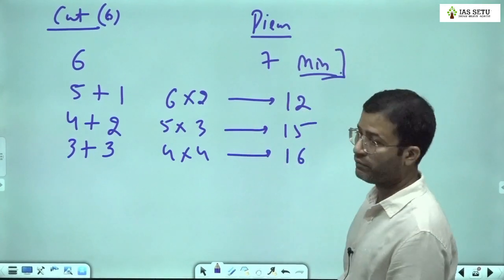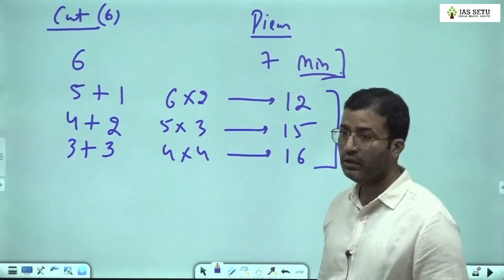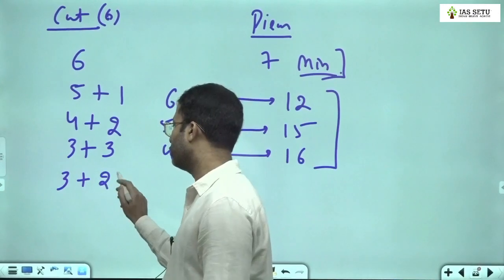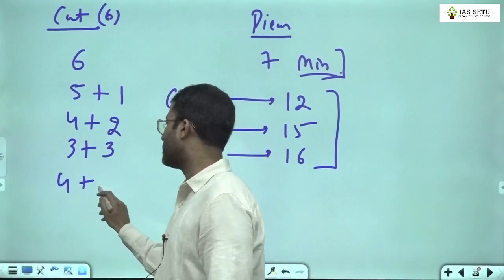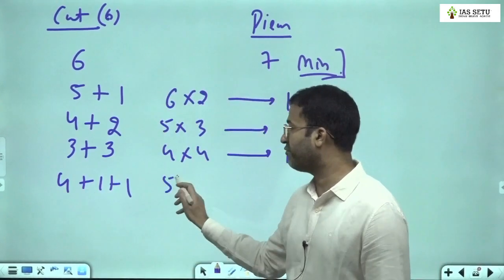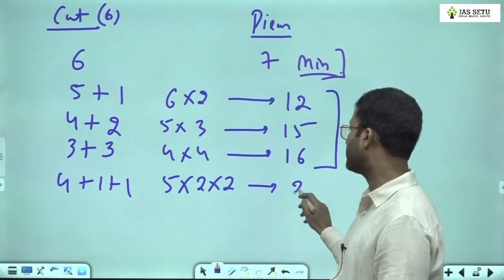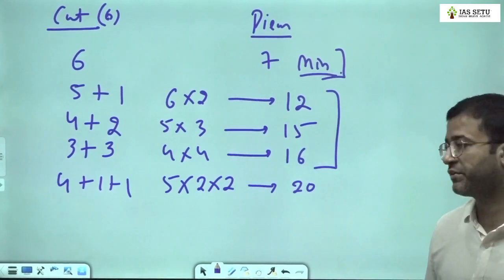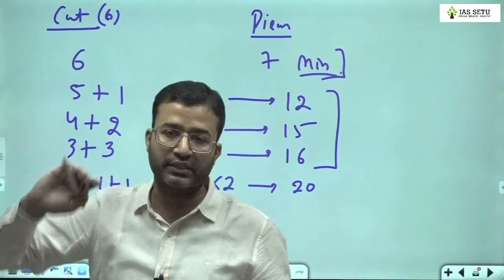This is when you use one axis. This is when you use two axes. Then I come to the third axis. 4 plus 1 plus 1. Let me take this first: 4 cuts give me 5 pieces, 1 cut gives me 2 pieces, 1 cut gives me 2 pieces. How many pieces do we have? 20. First observation is, as you increase axes, the number of pieces increases.